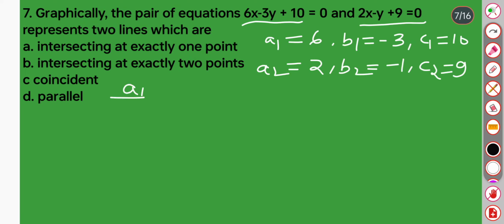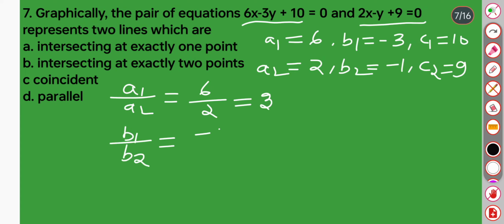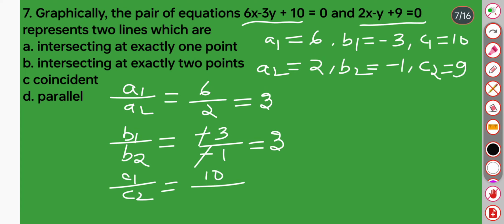So a1 by a2, what you will get? 6 by 2. Now if we cancel this, 2 how much is 6? 3 there. Similarly, if I compare b1 by b2, what you will get? -3 by -1. Minus cancel. So ultimately what I am getting? 3. Similarly, if I compare c1 by c2, what will we get? 10 by 9. That means if you see the equation, what we got?